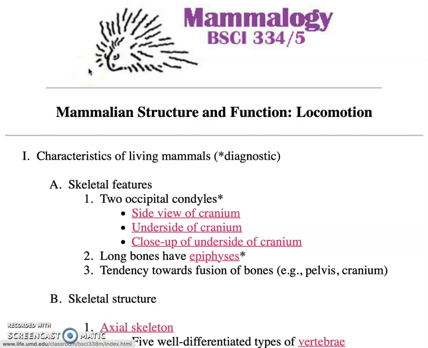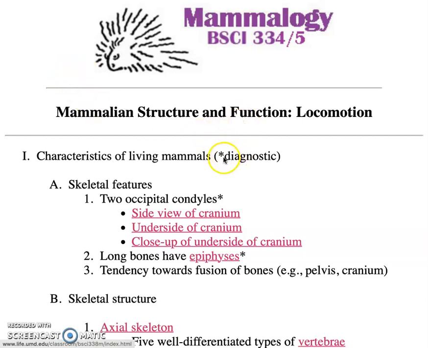Welcome back. So this lecture starts us off on a new unit of mammalian structure and function, one that focuses on locomotion. We're first going to go through some very basic characteristics of mammals that have to do with locomotion, first concentrating on the skeleton.